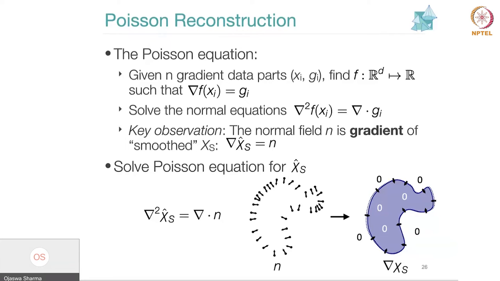I want to recover the smoothed version of the indicator function. So gradient of chi s equals n is what I want to solve, and I solve it using the Poisson equation for chi s, right? So grad squared chi s is grad dot n, where n is the set of given normals, right? There are certain implementation details which I have skipped here. There's a very well-known paper by Kazhdan et al., published in the 90s, but that gives all the necessary details.